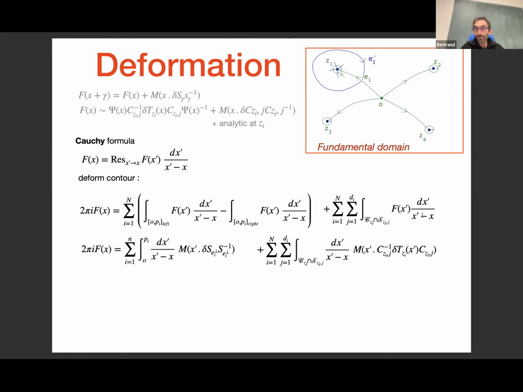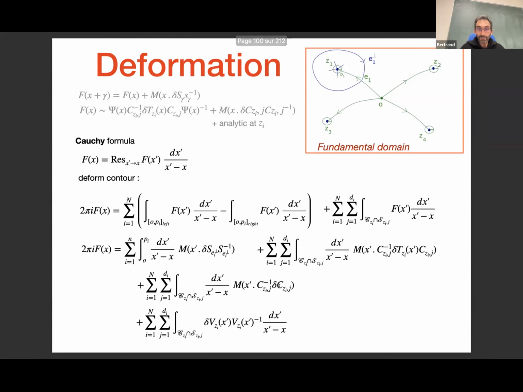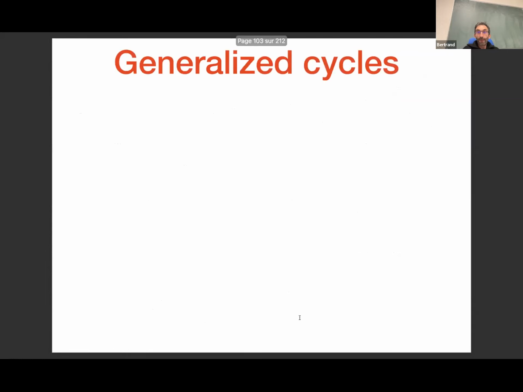And for small circles, now let me use the asymptotic behavior of F near the singularities. So we have this term with the delta T, we have this term with the delta C, and we have these terms that are basically analytic at the Zi's. And in fact, they will disappear when I shrink the circles to radius 0. So the last line will mostly disappear when the radius of the circle tends to 0, which I will do later. So this is what we have.